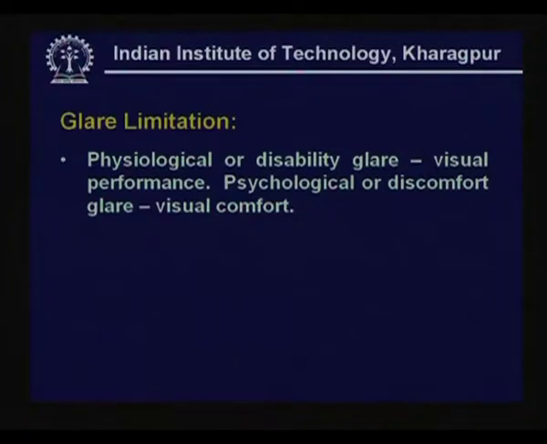Then the question of glare limitation comes. Glare limitation is addressed from two angles. One is physiological. Physiologically, increased glare would mean producing disability glare, altogether impairing the vision or affecting the visual performance, whereas the psychological aspect comes in as discomfort glare, which affects the visual comfort. So, glare again is an issue which comes from the point of view of visual performance.